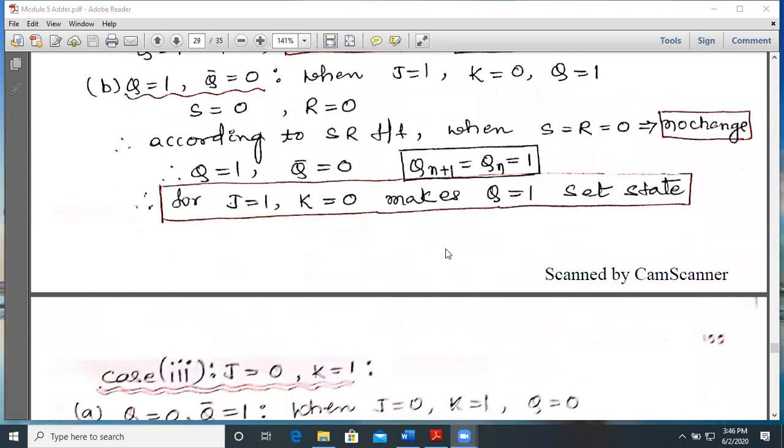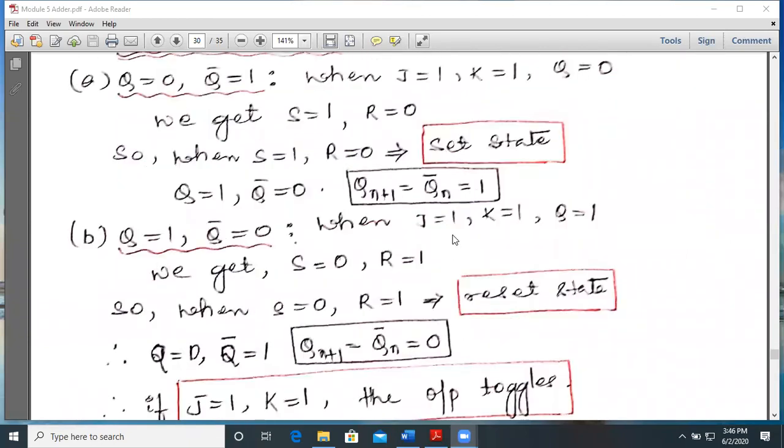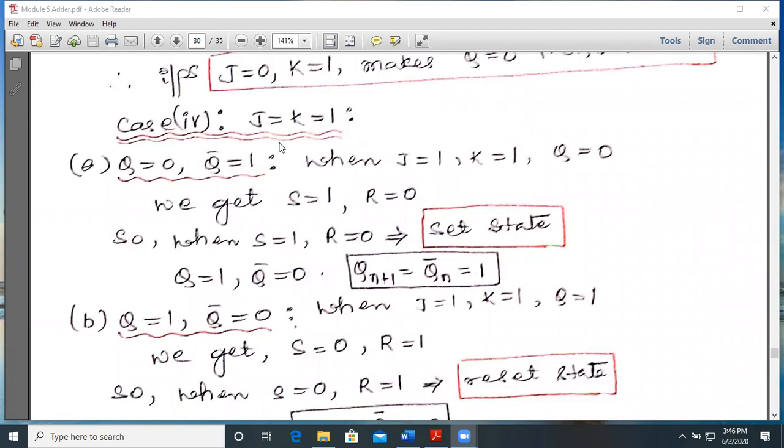Okay, now let us move on to see the truth table over here. That same thing is being written over here. This is the fourth case of the SR flip-flop, which is the forbidden state, which is overcome using the JK flip-flop. Here J and K both are equal to 1. So we need to do the analysis for both the cases. First state, Q is equal to 0. Initial state, the previous state is Q equal to 0. As a result of those AND gates, we are getting S as 1 and R as 0. So if S is 1, we are going to get the set state.